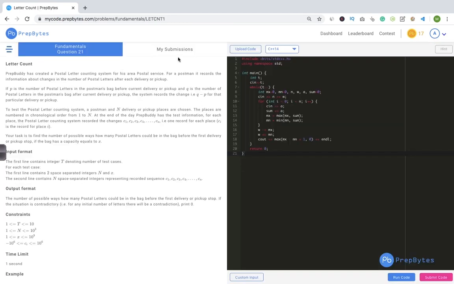Okay, so let's try and first understand the question. After understanding the question, we will try and come up with the logic and then write the code. Let's first try to understand the question line by line. So the question goes as follows.